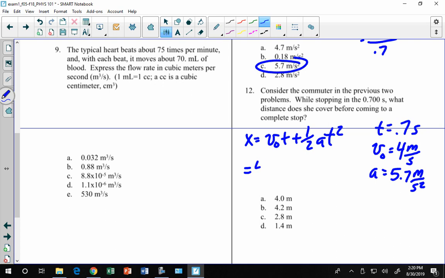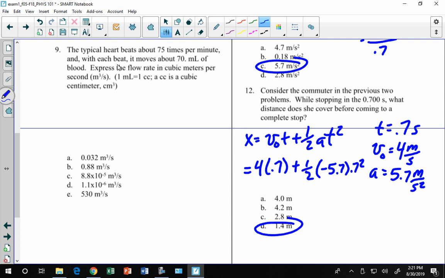That's going to be 4 times 0.7 plus 1/2. This is where you need to be careful. This should be negative 5.7 times 0.7 squared. So that's 2.8 minus something. It has to be 1.4. It can't be any of the others, because I know that this is 2.8 right here, and I'm subtracting some number. So none of these make sense. It has to be the 1.4.